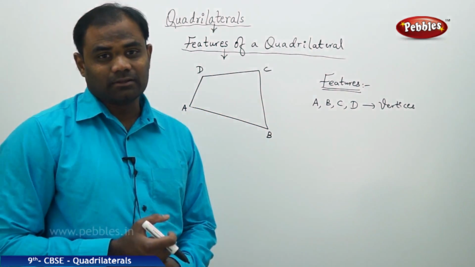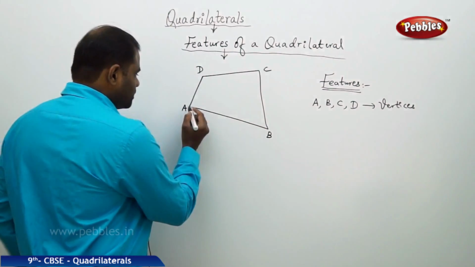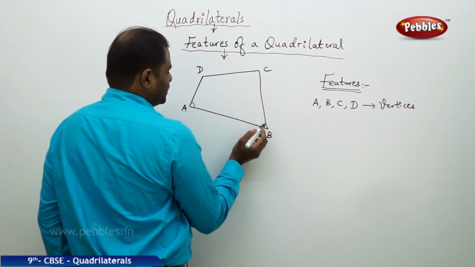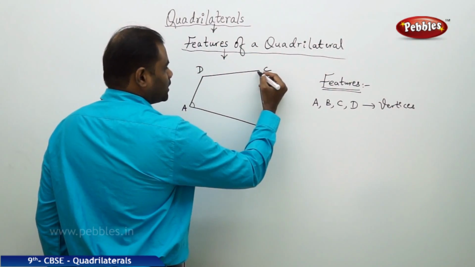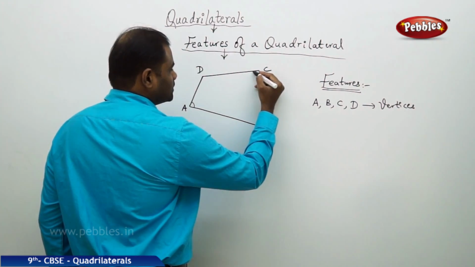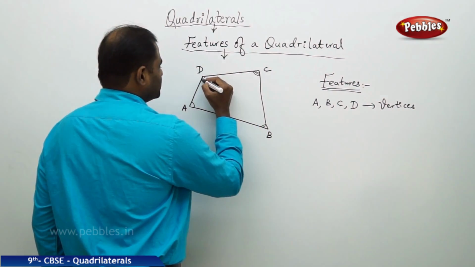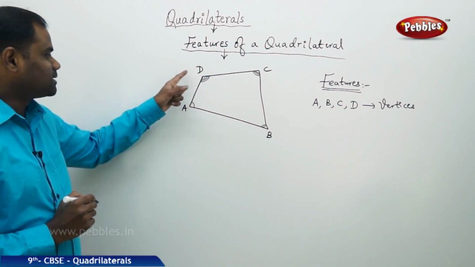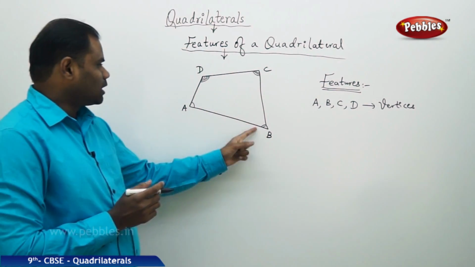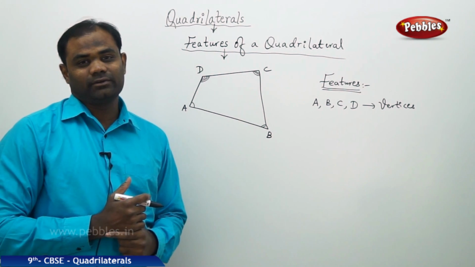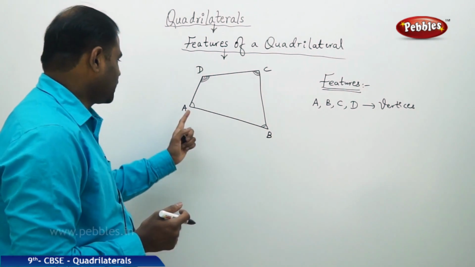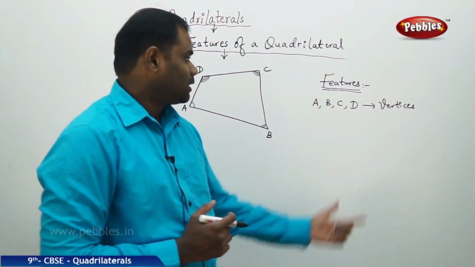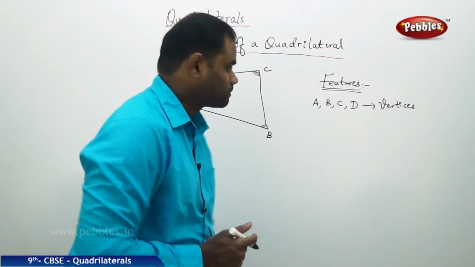Now let's see the angles. The angle made by the 2 lines at A is this, the angle made by 2 lines at B is this, the angle made by 2 lines at C is this, and the angle made by the 2 lines at D is this. So these 4 are called the angles of the quadrilateral. Clearly we see that there are 4 angles, 1, 2, 3 and 4. 4 angles for a quadrilateral and 4 vertices for the quadrilateral.